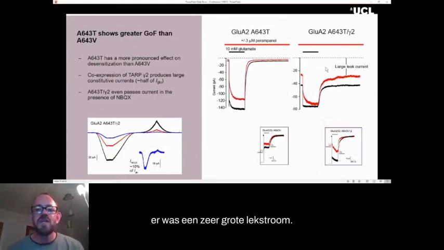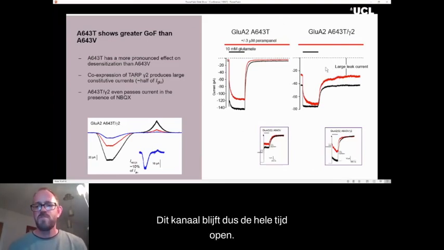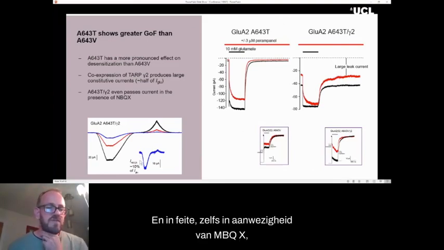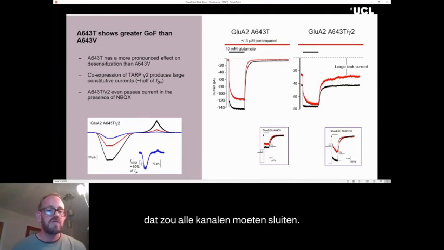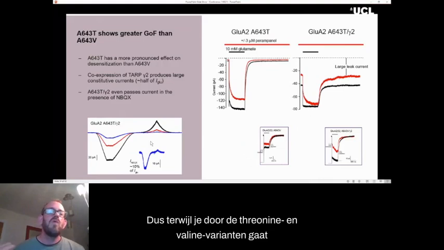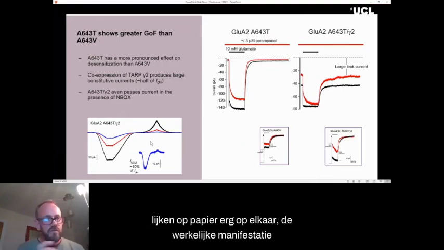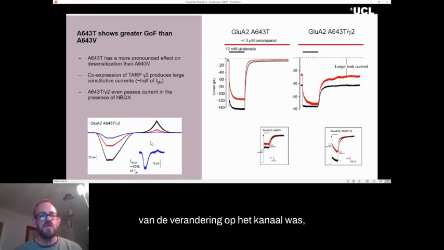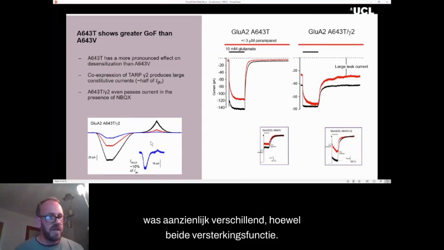there was a very large leak current. So this channel remains open the whole time. And in actual fact, even in the presence of MBQX that should shut all the channels, still 10% of the current remained when the TARP was there. So while the threonine and the valine variants look very similar on paper, the actual manifestation of the change on the channel was appreciably different, even though both are gain of function.